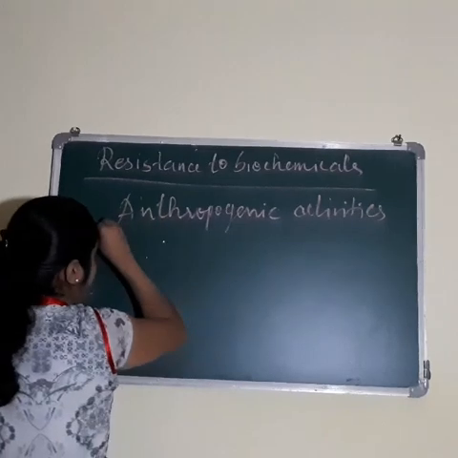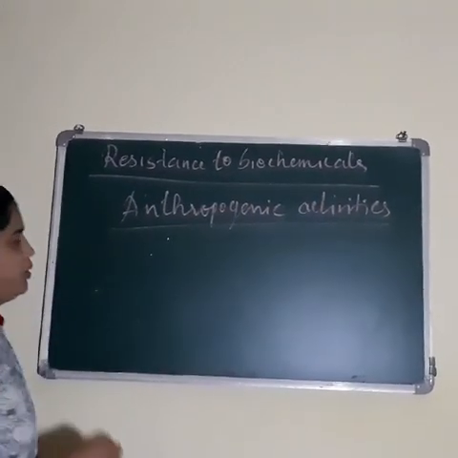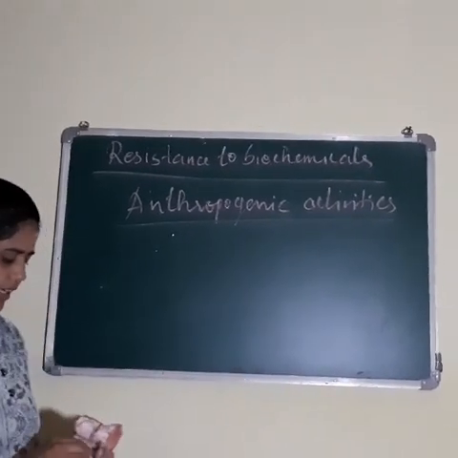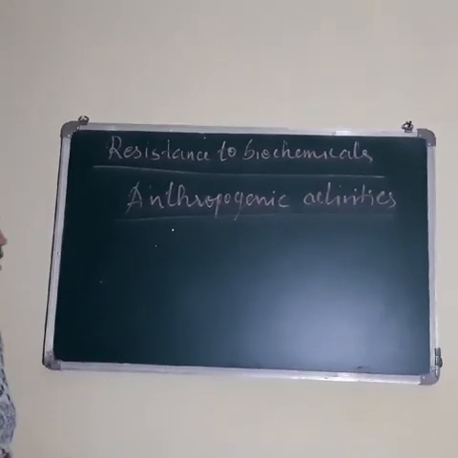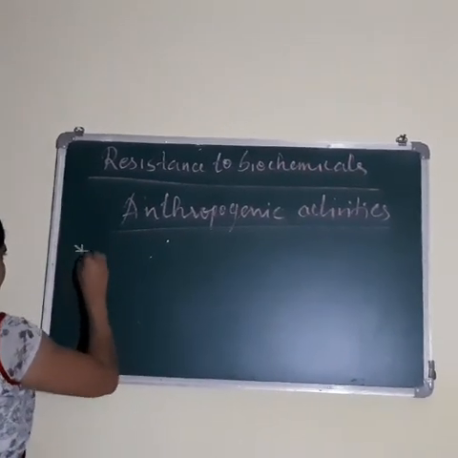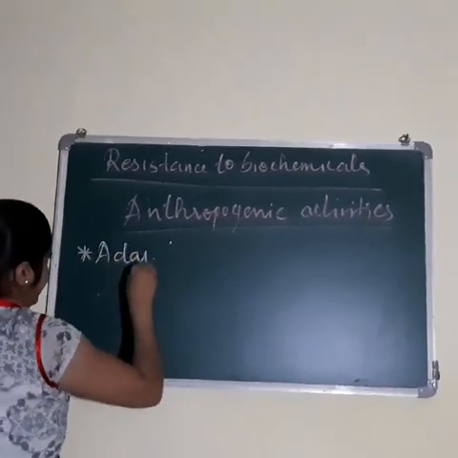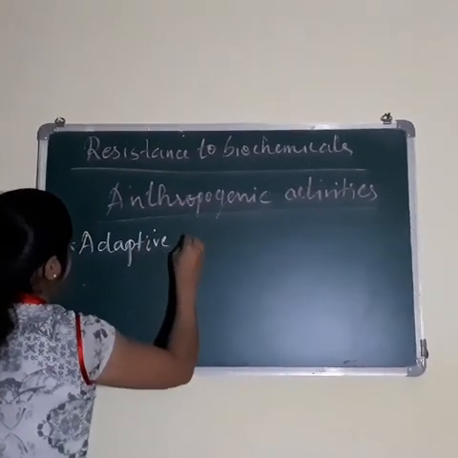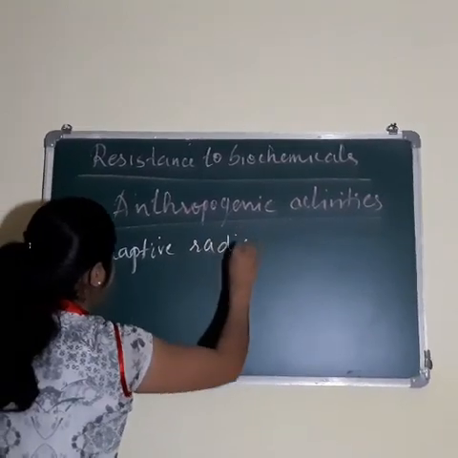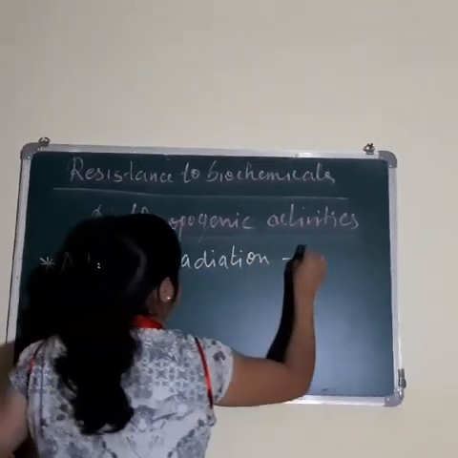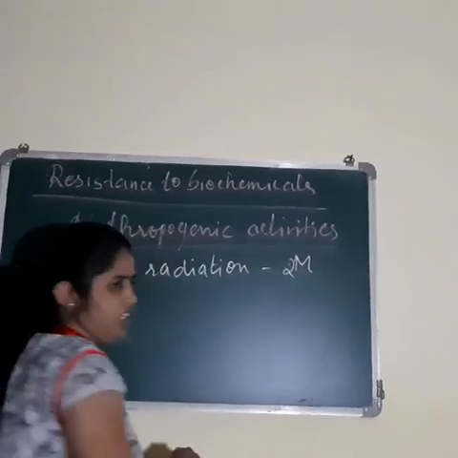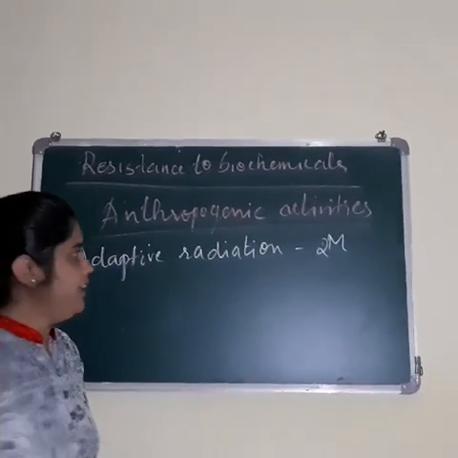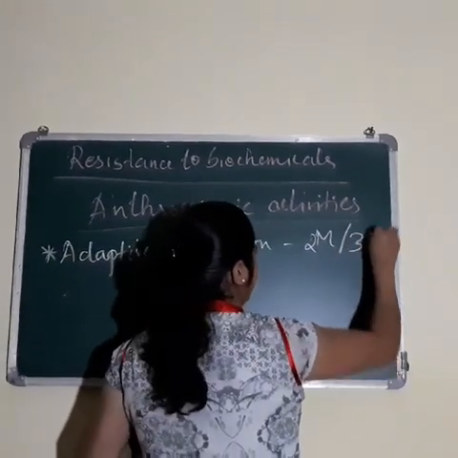So this is all about resistance to biochemicals, which is evidence for anthropogenic activities. The next part of this chapter is adaptive radiation. The definition of adaptive radiation is important for the 2 marks question in your annual examination. They may ask for the definition for 2 marks, or the explanation of adaptive radiation with an example for 3 marks. So you have to be thorough with this.